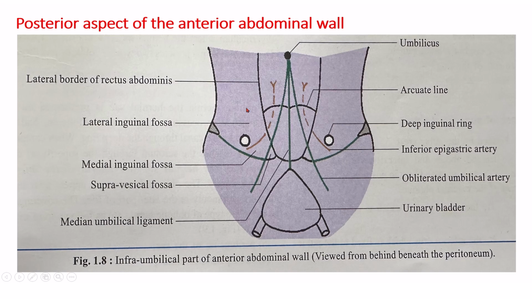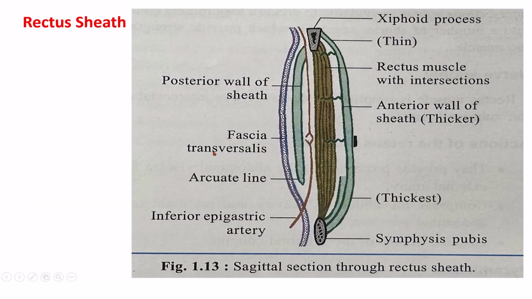So if you see the posterior aspect of the anterior abdominal wall, you can see here this is the median umbilical ligament, which is formed by the urachus, which is a remnant of the allantoic diverticulum. Here you can see this is the medial umbilical ligament, which is formed mainly by the obliterated umbilical artery. Here you can see the inferior epigastric artery, which forms the lateral umbilical fold. Between the median and medial, you can see this is the supravesical fossa. Lateral to the medial umbilical fold, you can see this is the medial inguinal fossa. Lateral to the lateral umbilical fold, you can see this will be the lateral inguinal fossa.